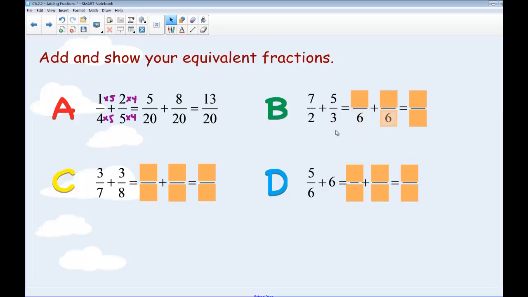the LCD is 6, so we multiplied the 2 by a 3, so therefore we multiply the numerator by 3, and therefore we get a numerator of 21.